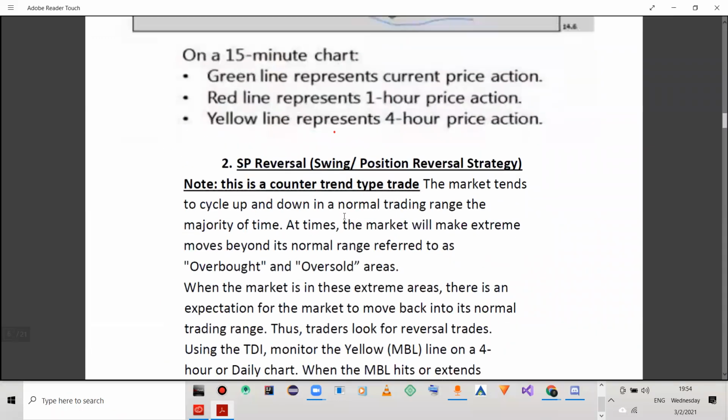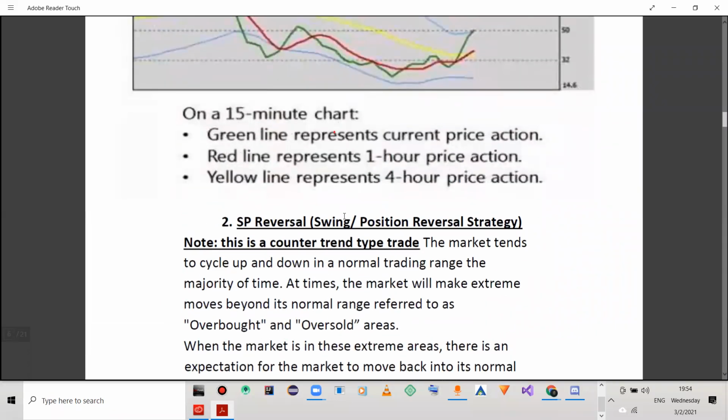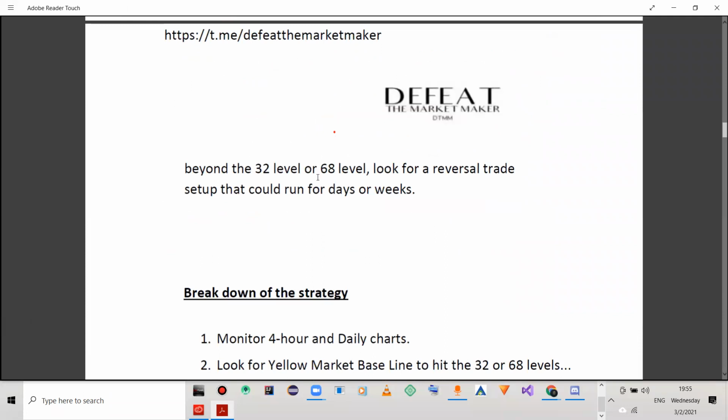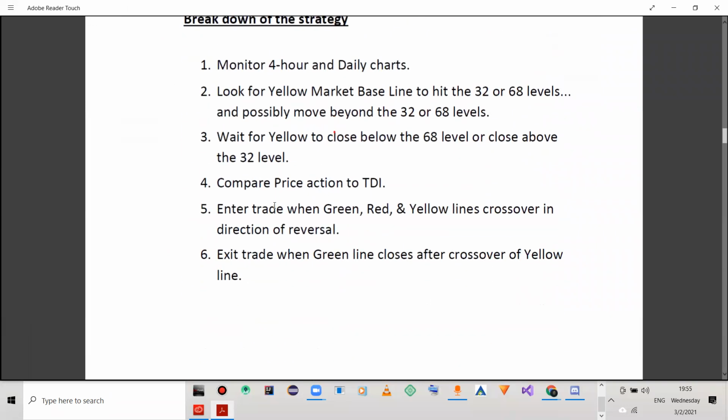After you spot the swing or position reversal trade, you're going to need to confirm that trade and enter the trade, and you cannot do so without the first concept that we talked about in the first video, the strategy of the TDI, that is linked in the description. So you need to watch that without fail.